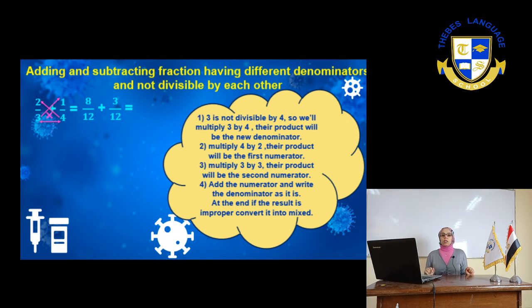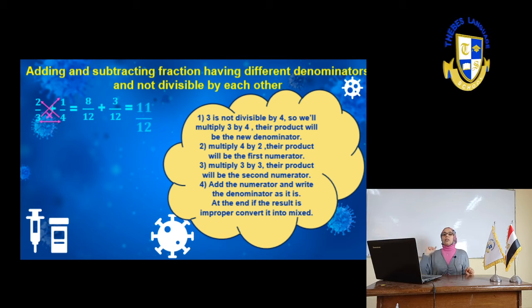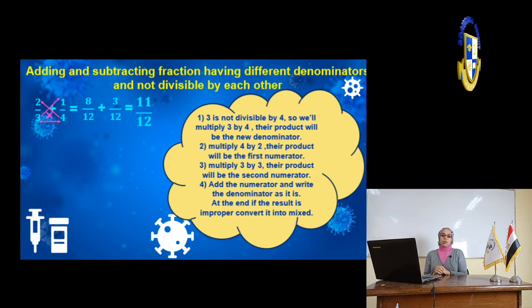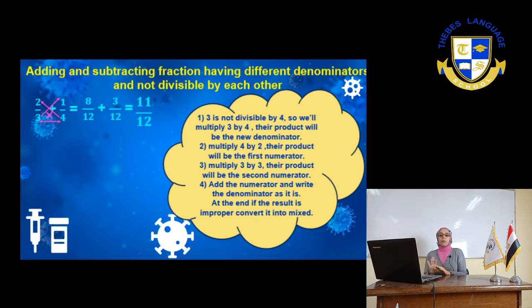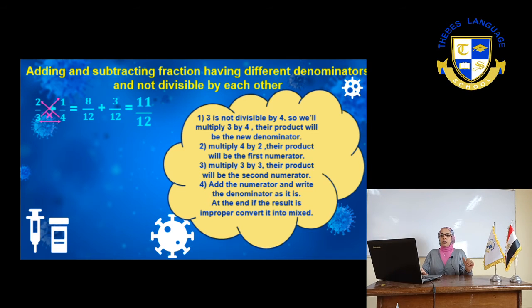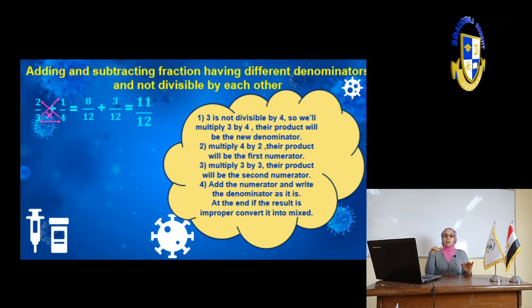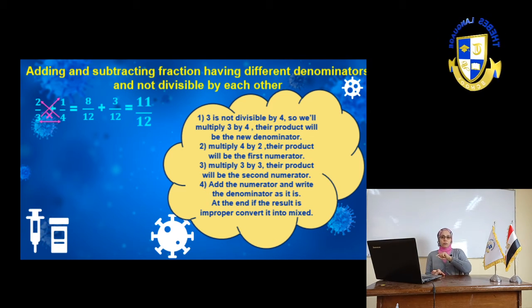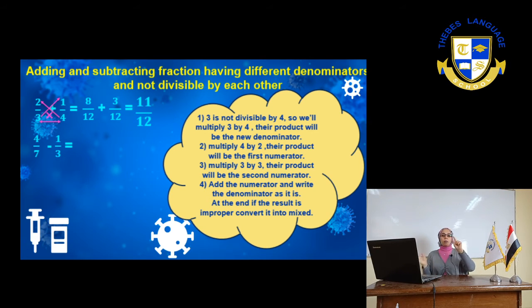Write it in the first fraction. 3 times 1 equals 3. Write it in the second fraction. Okay? Now we have new fractions that have the same denominators. Now we will add as usual. 8 plus 3 equals 11 over 12. So if we have different denominators that are not divisible by each other, just multiply the denominators and put the result in the new denominators, and then make the cross multiplication.